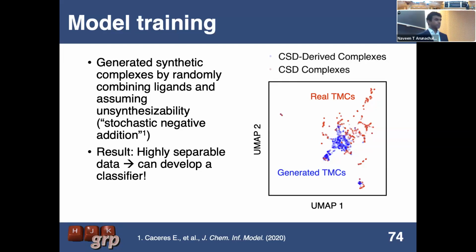And to see whether we can learn anything from this type of data set, I did an unsupervised classification of the two data sets, and we find that the synthetically generated complexes lie in one region of space, and the ones that are actually found in experimental databases lie in another region of space. So this shows that by randomly assigning ligands together, we can generate a data set of not synthesized compounds that are likely not synthesizable.